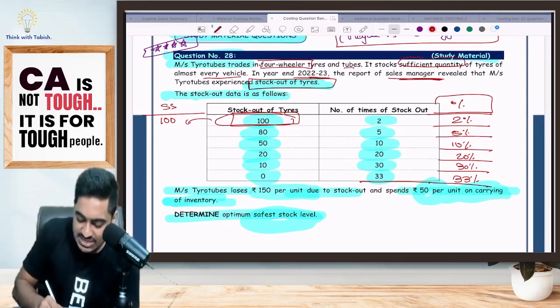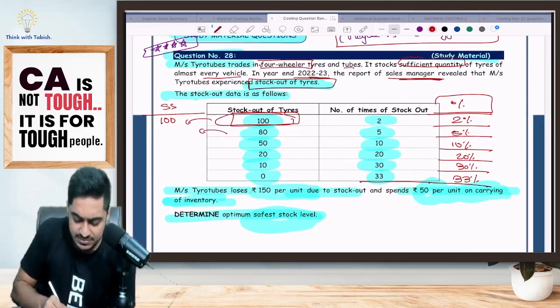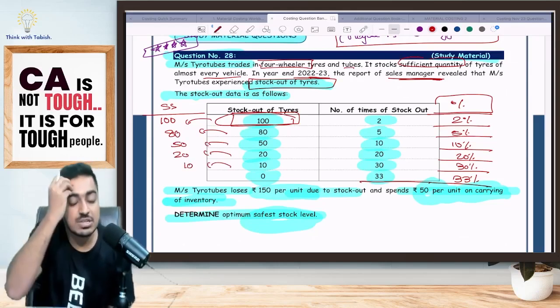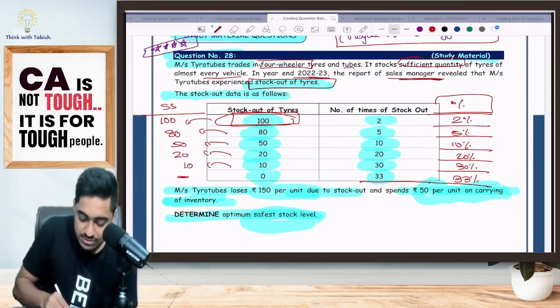Or else, if the customer is asking for 80 tires only, 80 safety stock was sufficient. If the customer is asking for only 50, 50 was sufficient. If the customer is asking for only 20, 20 was sufficient. If only 10, 10 was sufficient. If the customer is not asking at all, there was no need for safety stock.